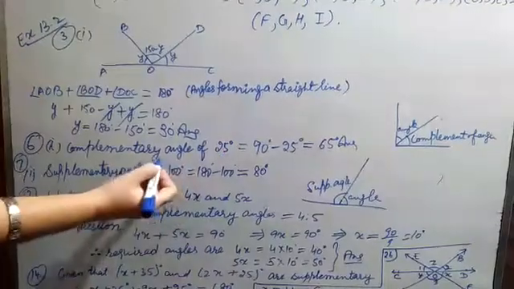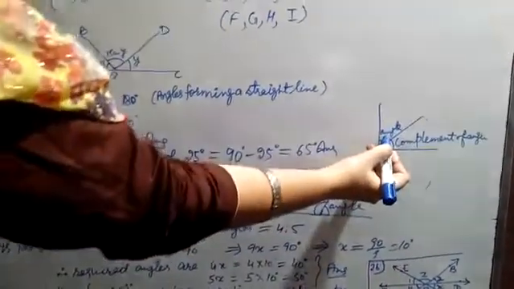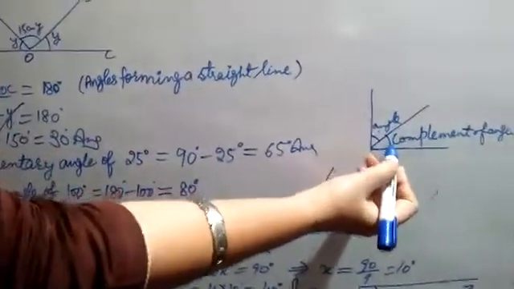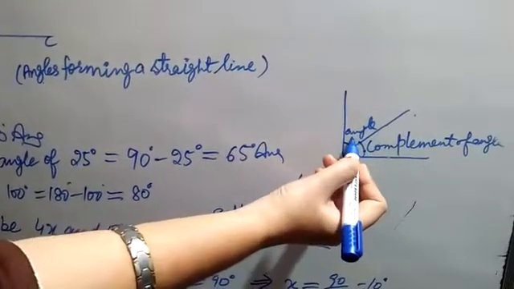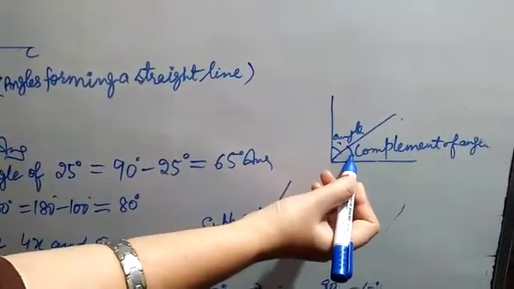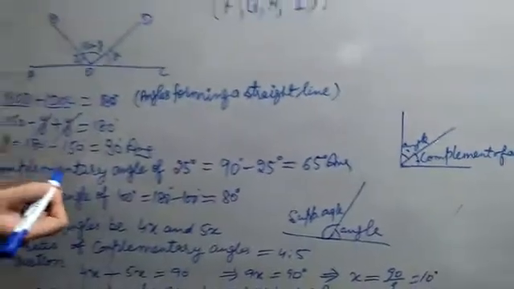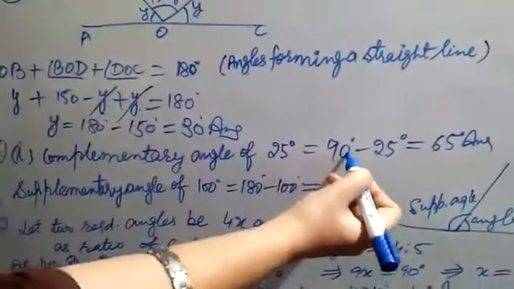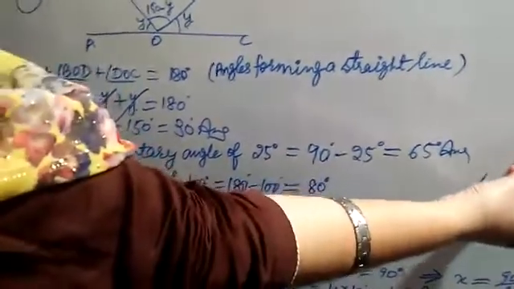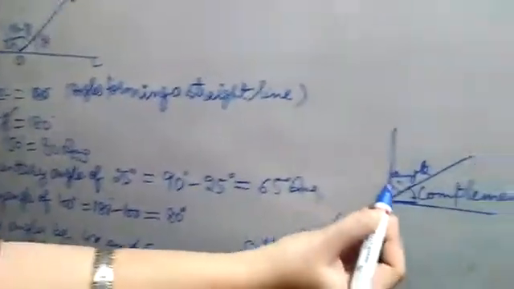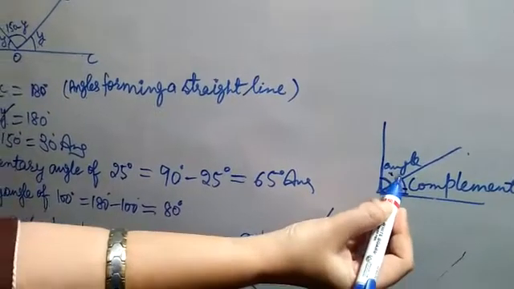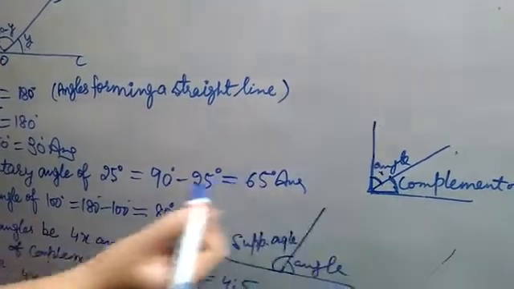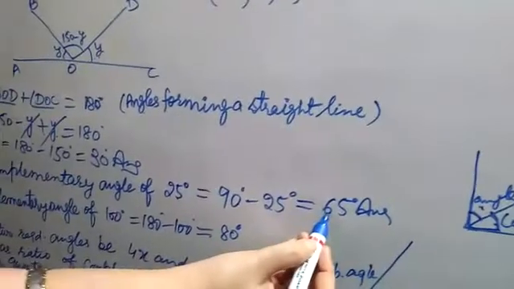Whenever we have to find a complementary angle, the angle is given, we have to find its complement. Complementary angle plus the given angle is always equal to 90. So here we have to find the complementary angle of 25. So subtract the given angle from 90. When you subtract the given angle from 90, you will get the complementary angle. So here we got the complementary angle.